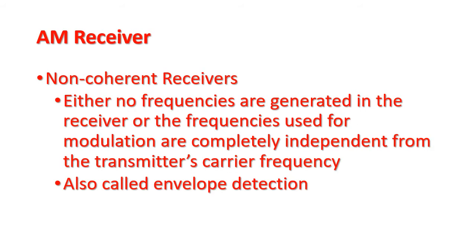Non-coherent receivers. For non-coherent receivers, either no frequencies are generated in the receiver, or the frequencies used for demodulation are completely independent from the transmitter's carrier frequency. This is also called envelope detection.